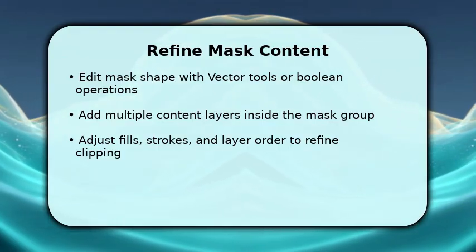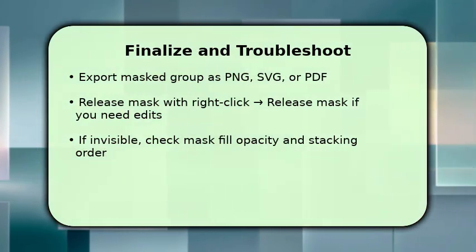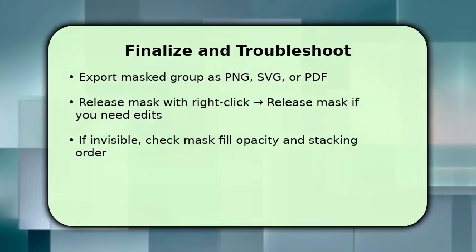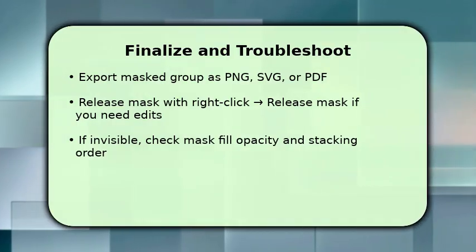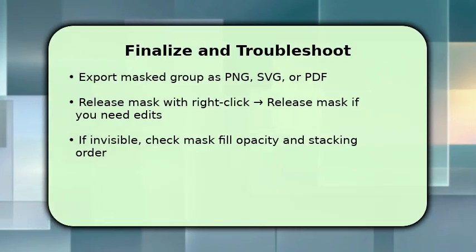You finish by checking exports and making final adjustments. When satisfied, select the masked group and export it as PNG, SVG, or PDF. The mask remains applied in output. If you need to change the clip, right-click and choose Release Mask to edit individual elements, then reapply.